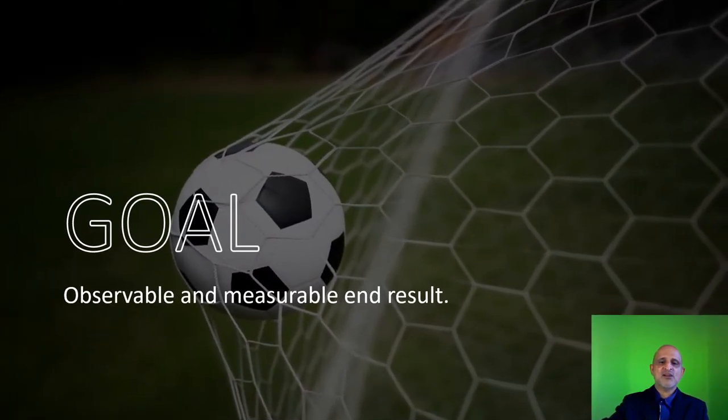Our goal is an observable and measurable end result. As in the case of the example with the Mycobacterium tuberculosis, the goal was to have zero infections of laboratory workers upon completion of that particular experiment. However, we had one laboratory worker who was infected. So we have not achieved the goal or the intended outcome. And we have to move on into analysis of why that goal could not be achieved.